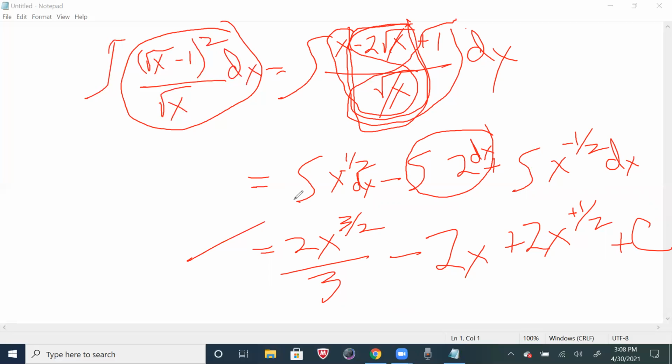And my guess is that you will lose points if you omit the c. Yep, you always have to put the c in. And in fact, can I erase this? Yeah, you can erase it.